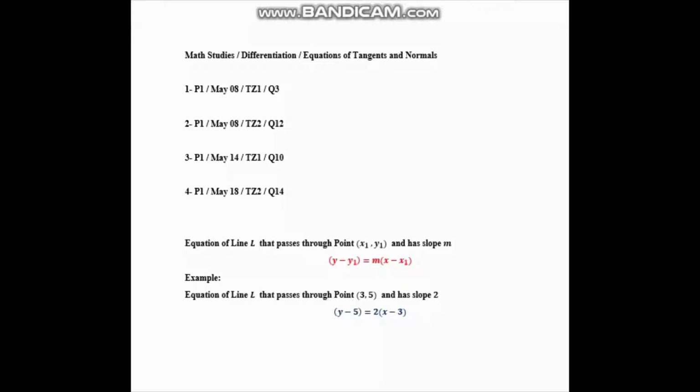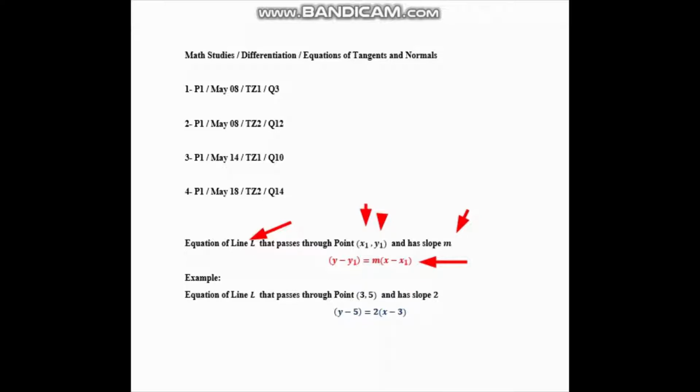So for any line L that passes through a point with coordinates x1 and y1 and has a slope m, the formula of the equation of the line is y minus y1 equals m times x minus x1.